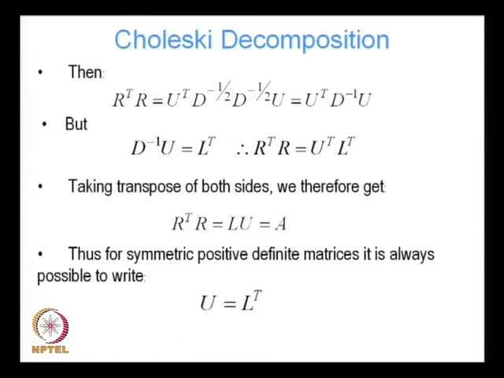Thus, this shows that it is possible to write A as the product of a matrix R and its transpose. And this also shows that it is always possible to write U is equal to L transpose for positive definite symmetric matrices.